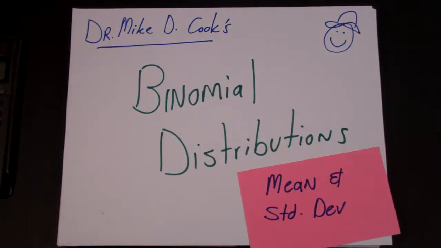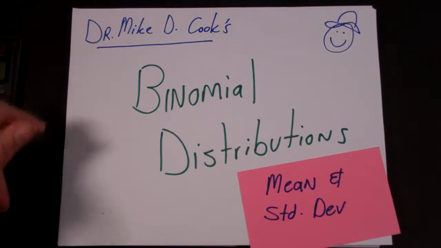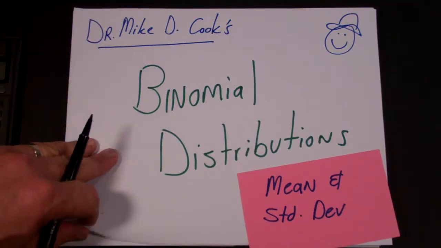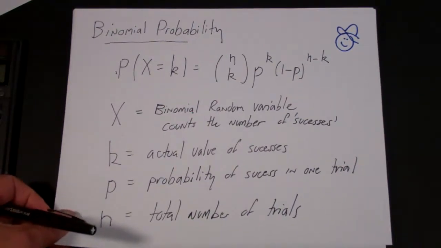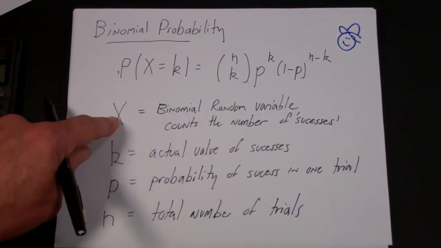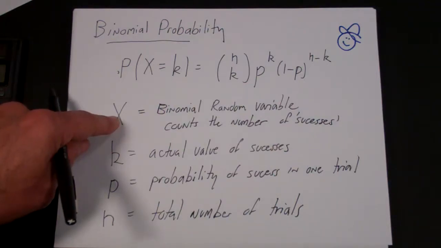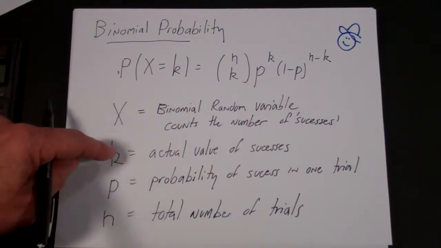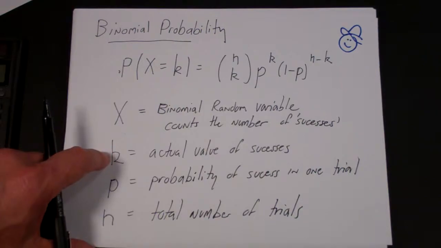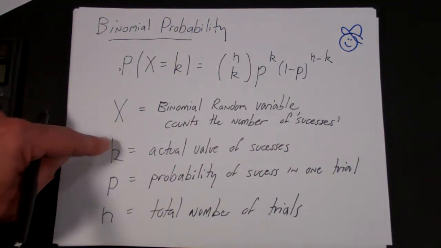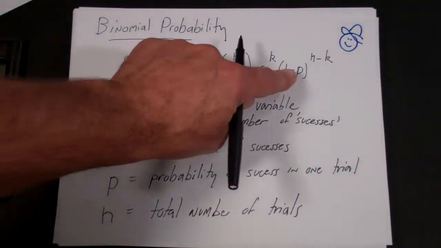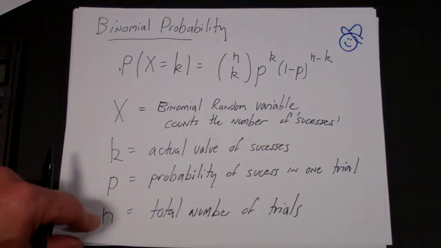In this video we look at binomial distributions again, and particularly we look at the mean and standard deviation. Now remember, the formula for binomial probability is fairly complicated, and here's the formula itself. The key elements here, of course, are that x is the random variable that counts the number of successes, k is the actual number of successes that you're hypothesizing, p is the probability of success, and n is the total number of trials.